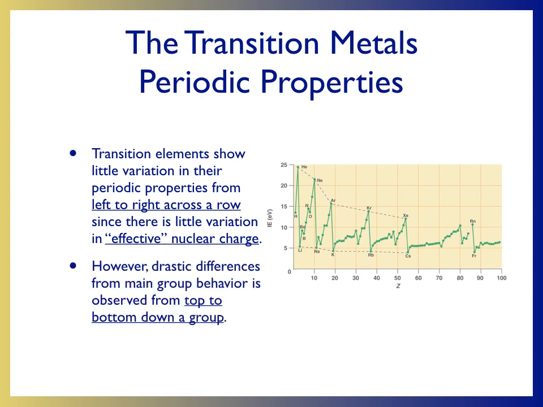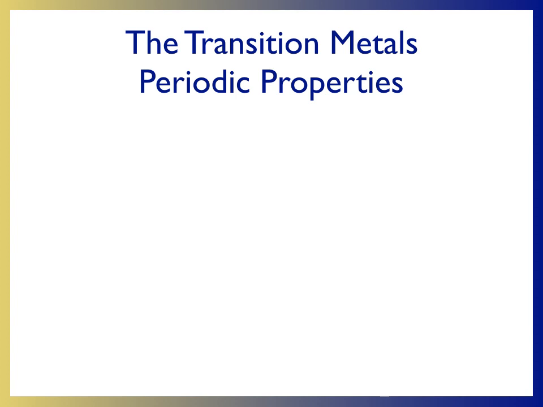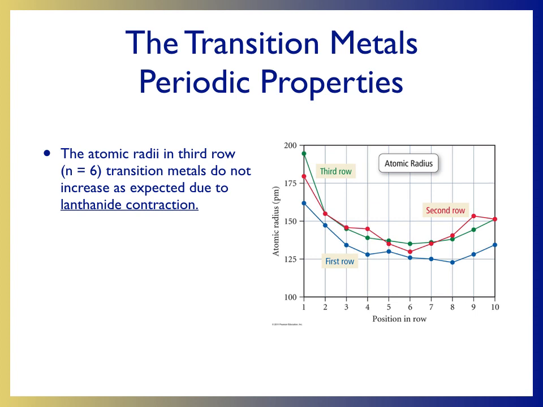However, as we go from top to bottom down a group, we do see some pretty interesting trends. These trends are also very different from what we see for main group elements. There's one main reason why these different trends occur, and this is due to what we call lanthanide contraction. This is a phenomenon that was first observed by looking at trends in atomic radii for transition metals.